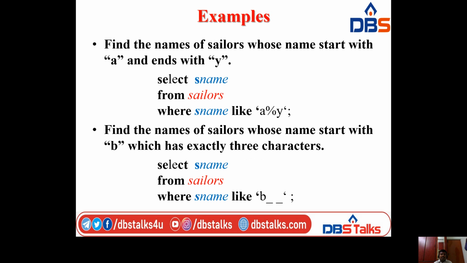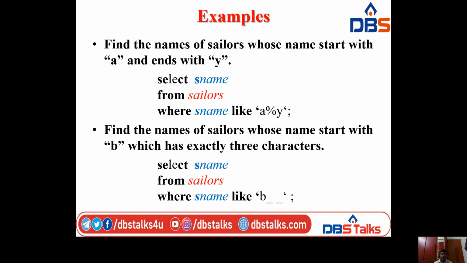Now some more examples. Find the names of sailors whose name starts with A and ends with Y. Here: select from where sname like 'A%Y', starts with A and ends with Y. In between, any number of any characters are allowed. Find the names of sailors whose name starts with B and has exactly three characters.